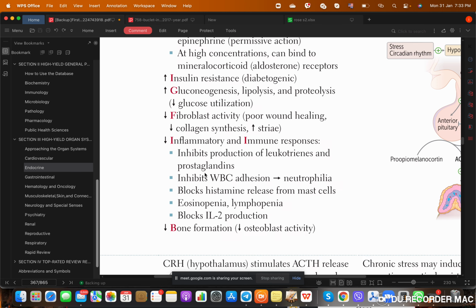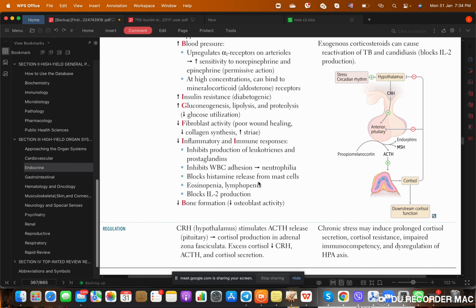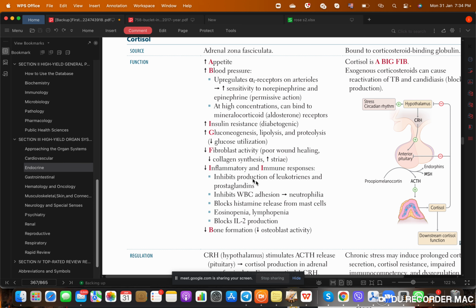The next thing, cortisol leads to a decrease in the inflammatory and immune response, which leads to inhibition of the production of leukotrienes and prostaglandins. How come? Well, there is a pathway, let me show it to you. That's the trick. It's not the interleukin 2 and FK-binding protein pathway. It's a different pathway. Okay?